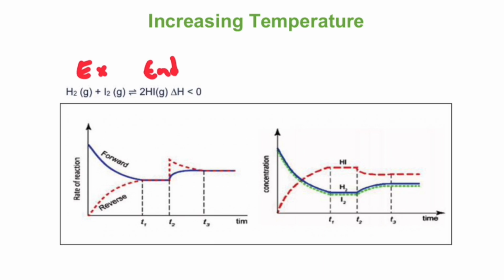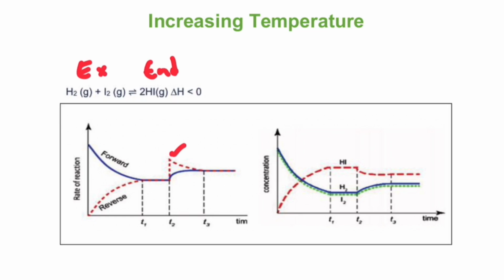So when there's an increase in temperature in this instance, take a look at the graph of rate of reaction. The reverse reaction, which is shown by the red dotted lines, shoots up, right? As you can clearly see. But the forward reaction, which is exothermic, also goes up, right? As you can clearly see on the graph, the blue line is also going up.